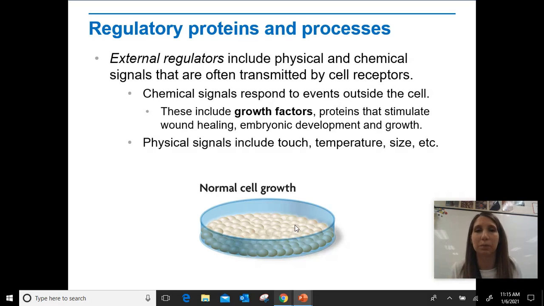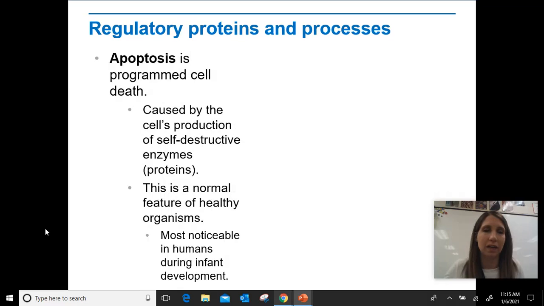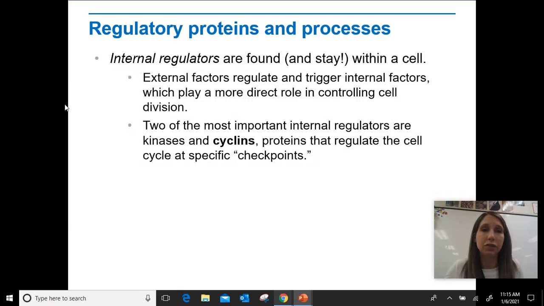Okay, so that's an example of, again, an external regulatory factor. It's something that tells a cell whether or not it needs to go through this process of cell division. Okay, so if we compare that then to internal regulators, these are things that we see inside of a cell, right?